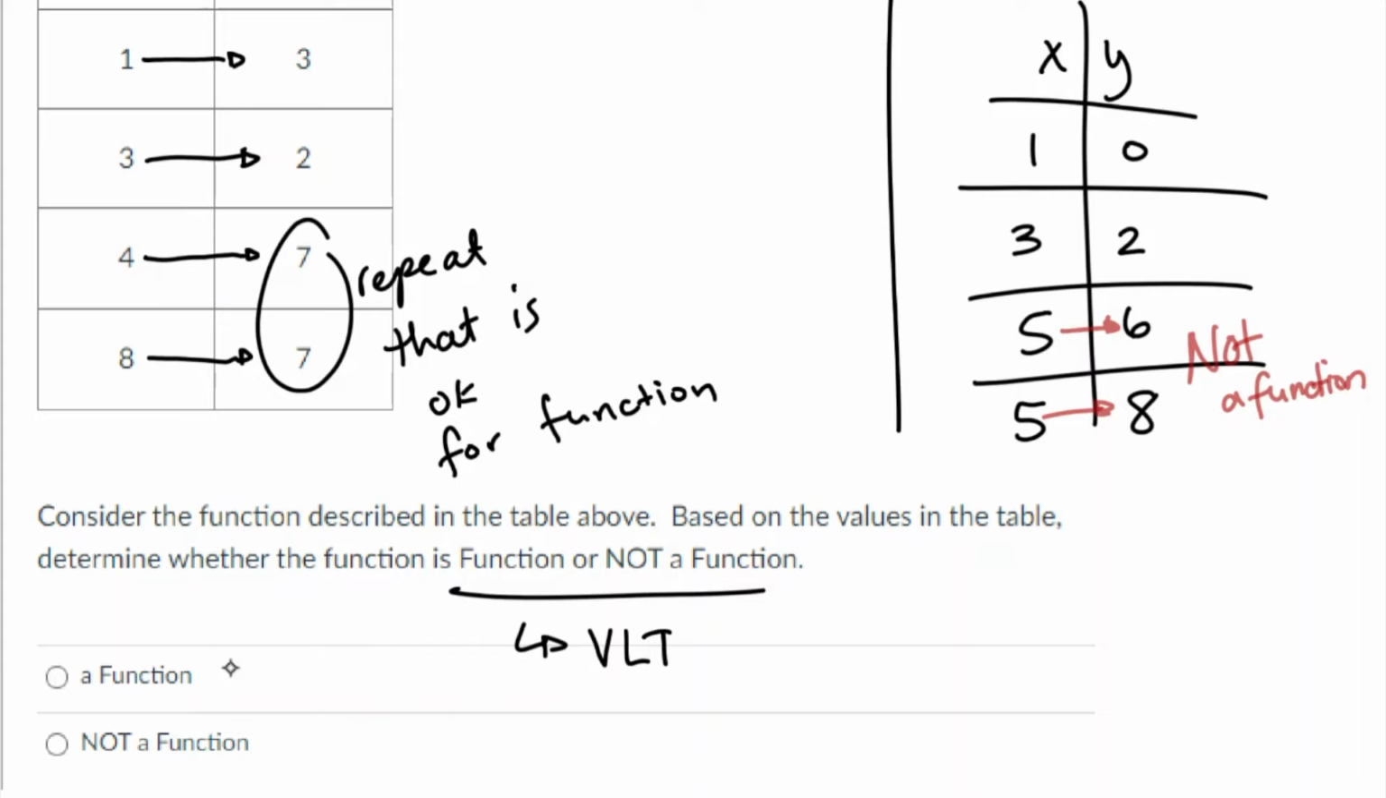So the original example is a function because I have x's going to specific y's, and I do not have the same x's going to different y's. That would be not a function.